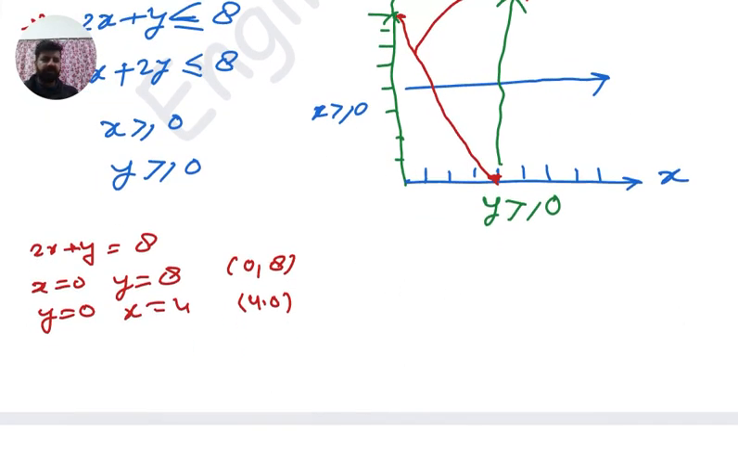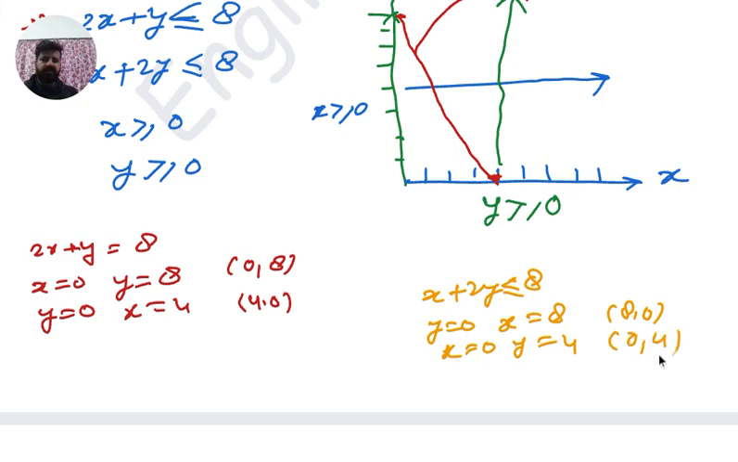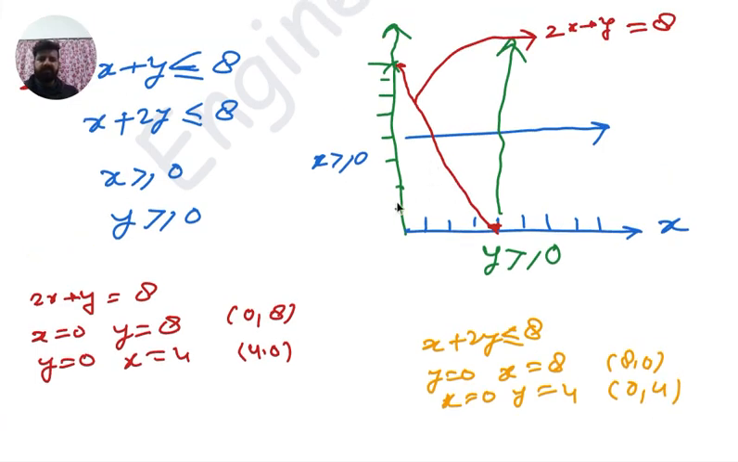Now I will draw the second. I will take the second equation. The second equation was x plus 2y less than or equal to 8. If I put y equals 0, then x will be 8 comma 0. If I put x equals 0, then y will be 4. So the points will be 0 comma 4. And here you can see 1, 2, 3, 4. So I will draw the graph from here to here.